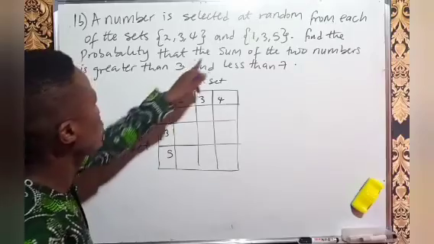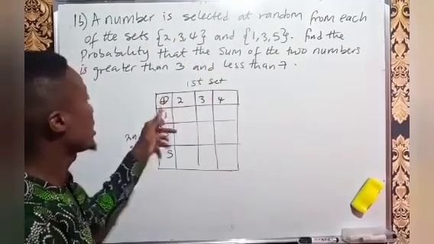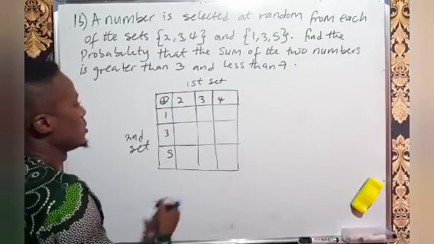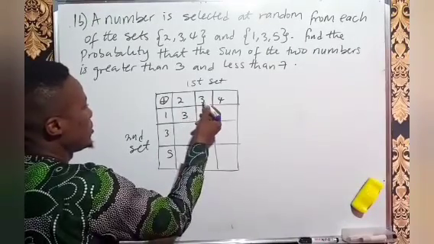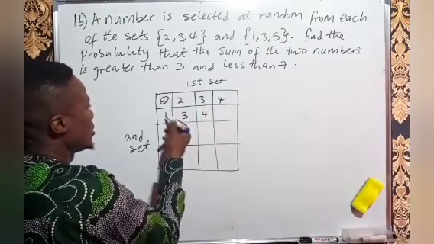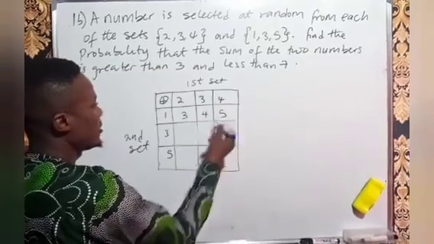While the second set is 1, 3, and 5. Okay, so we are talking about the sum. So let's add the two numbers. Here 1 plus 2 is just 3. 1 plus 3 is 4. 1 plus 4 is giving us 5.